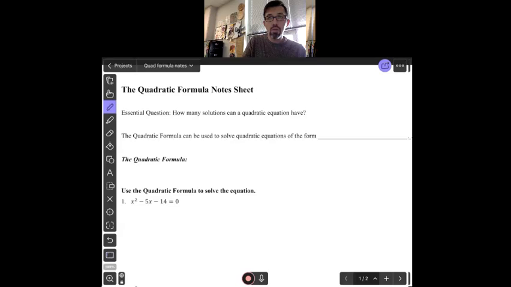So we are going to look at the last method of solving today as far as solving quadratics. We talked about solving by factoring. We talked about solving by square roots last week, and then here we'll talk about the quadratic formula.